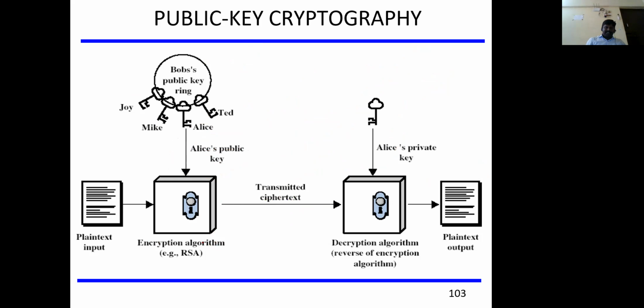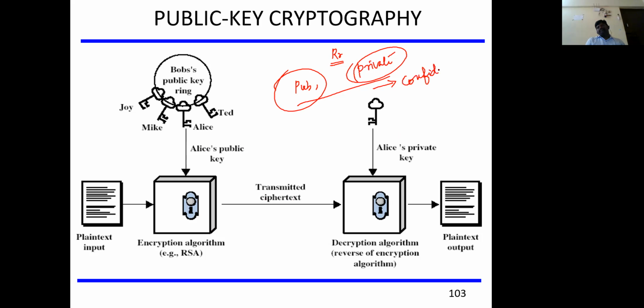Now this type of encryption uses both the credentials, the public key as well as the private key of the receiver. So any public key encryption technique which uses the receiver's credentials for encryption and decryption provides confidentiality or secrecy.